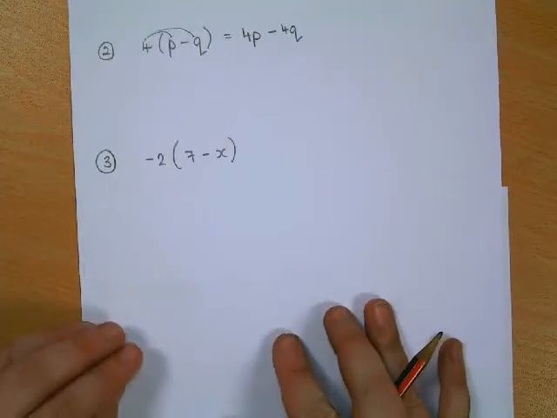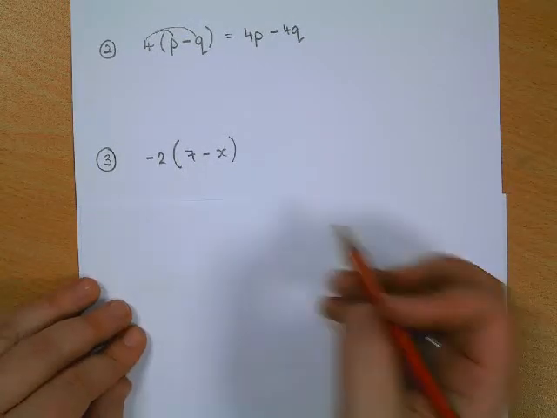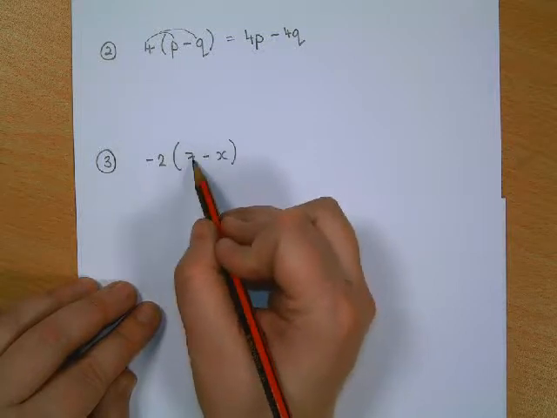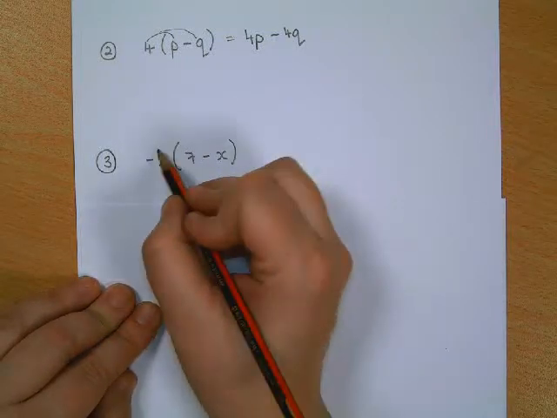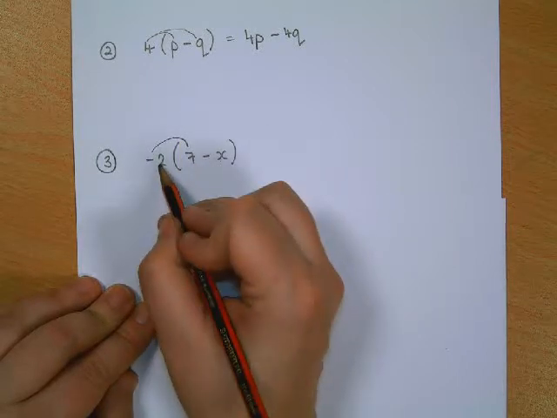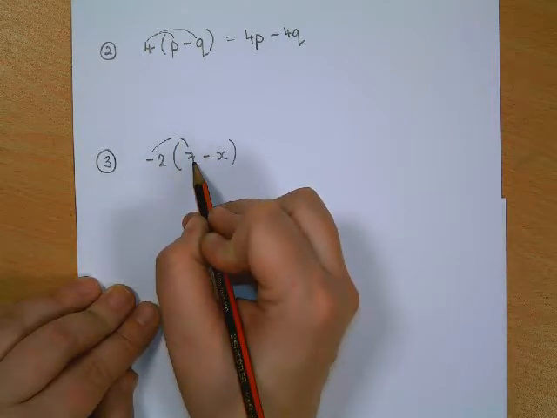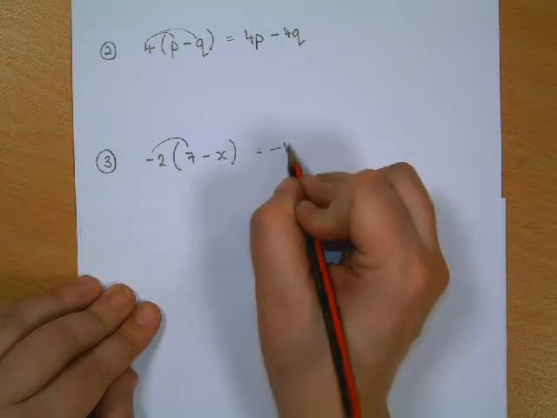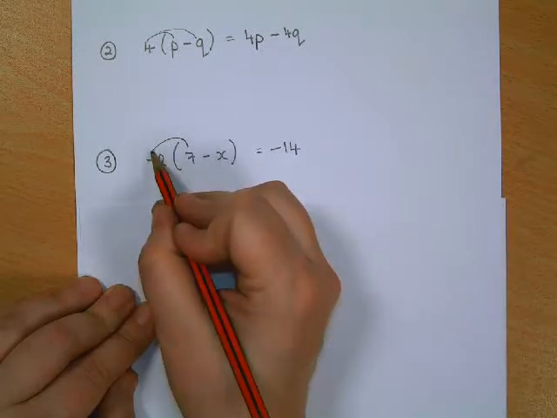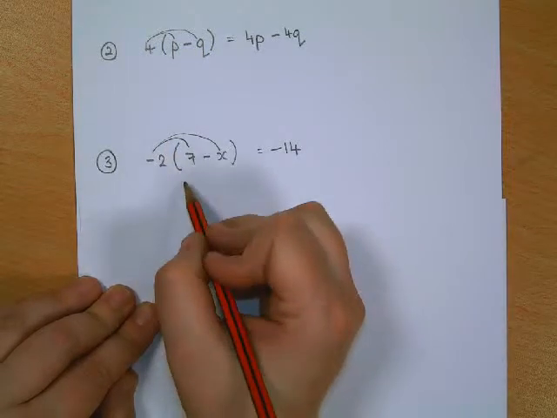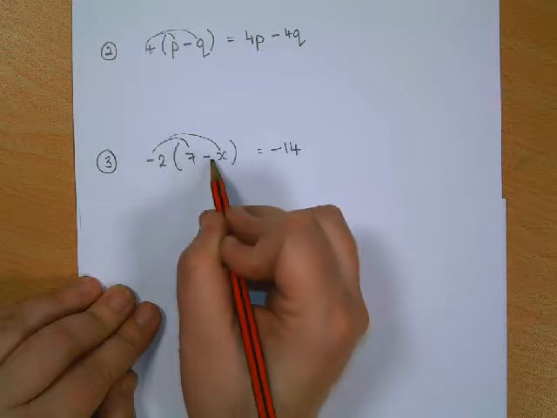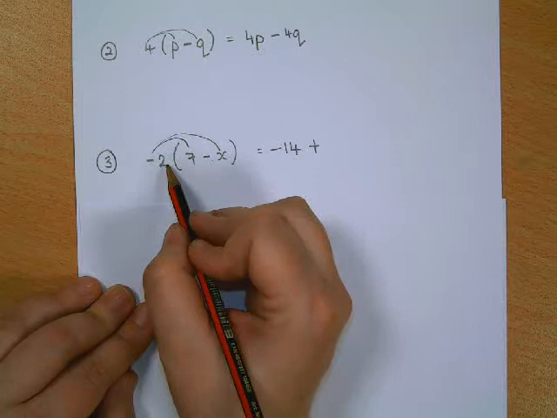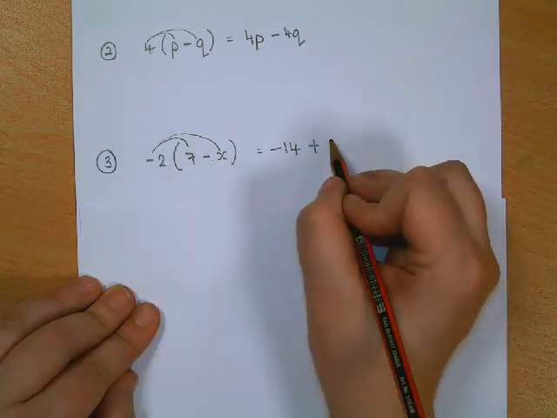Sometimes the minus can be outside the bracket, so in this example we have to do negative 2, and then inside the bracket we want to multiply negative 2 by 7 and then negative 2 by minus x. So first of all, a negative number times a positive number gives us a negative answer. So minus 2 times 7 will give us minus 14. Then we want to do minus 2 times minus x, and we know a negative times another negative cancel each other out and become a positive. So this will actually be 2 times x, which is positive 2x.